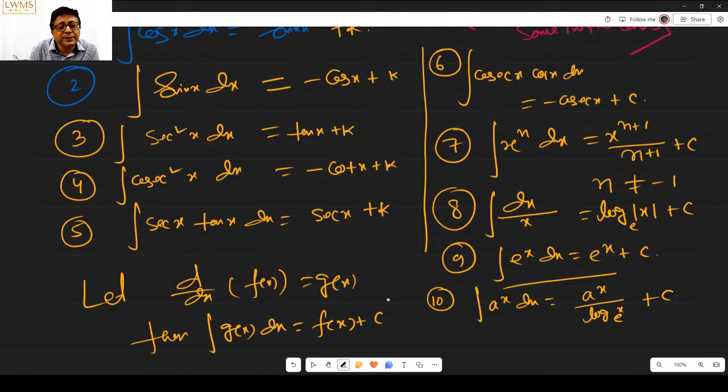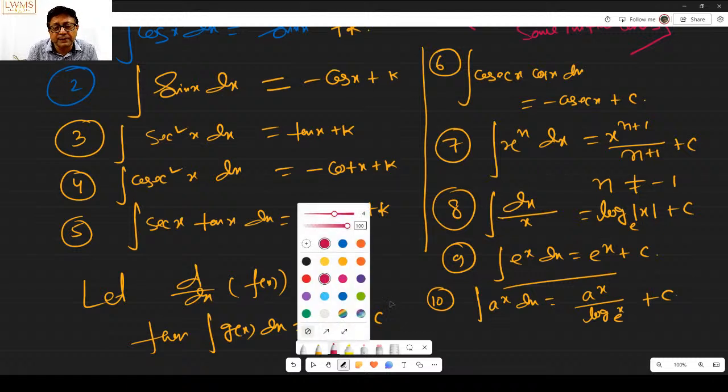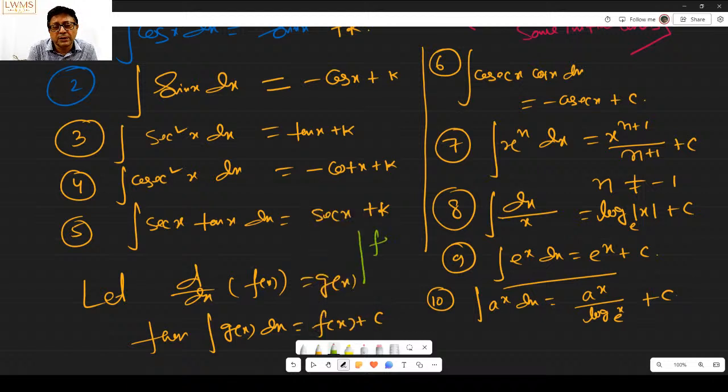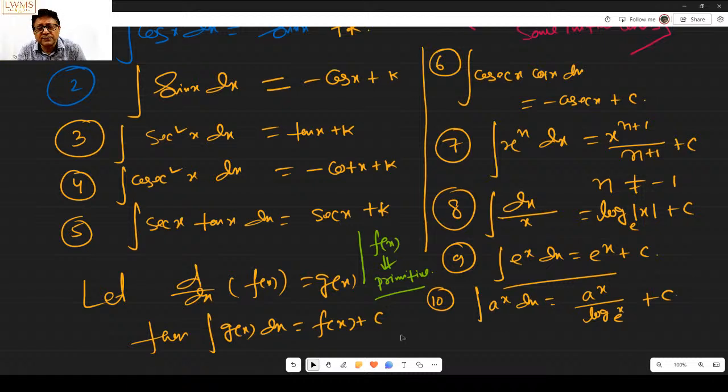This f(x) will be referred to as the primitive. Remember this way. Because its derivative will give you g(x), integration of g(x) is f(x), f(x) will be the primitive of g(x). Okay, this we will discuss later also.